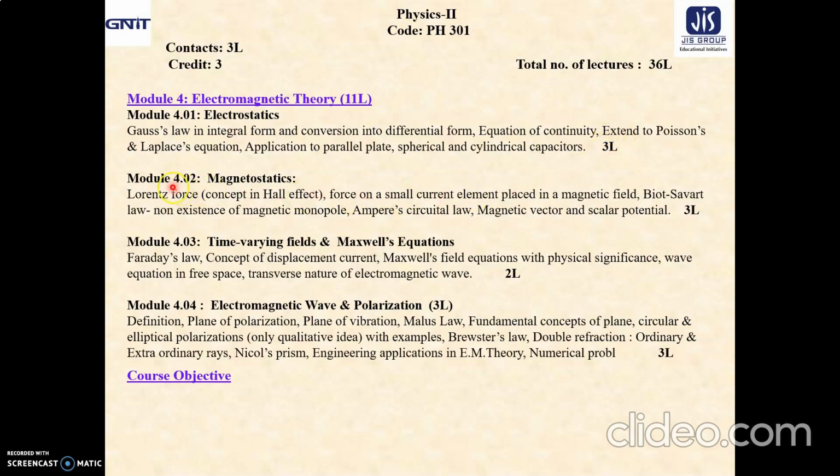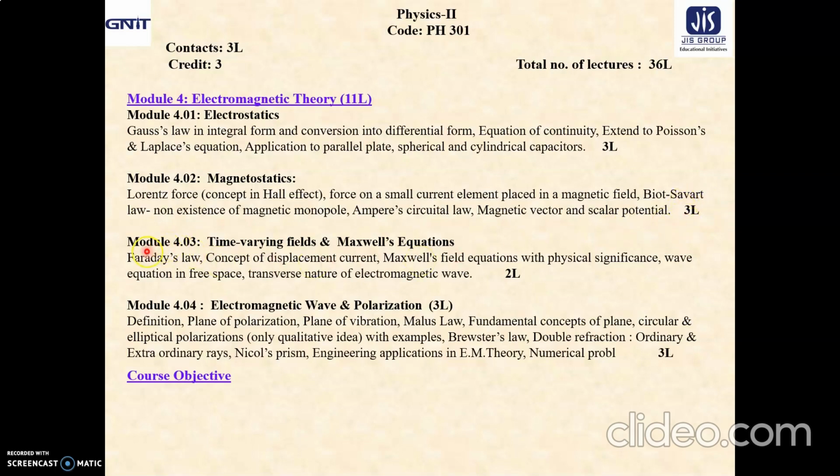Next, for sub-module 4.02, we will discuss magnetostatics, where Lorentz force and the concept of the Hall effect, force on a small current element placed in a magnetic field, the Biot-Savart law, and hence to show the non-existence of magnetic monopole, Ampere's circuital law and the transverse nature, and magnetic vector and scalar potential we will discuss. There also we have considered 3 lectures.